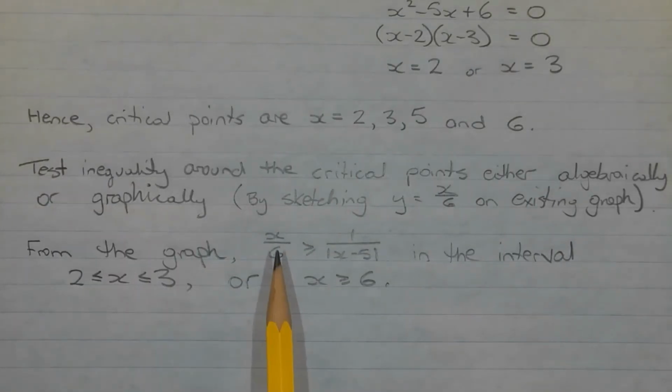So from the graph, x over 6 is greater than or equal to 1 over the absolute value of x minus 5 in the interval x greater than or equal to 2 and less than or equal to 3, or x greater than or equal to 6.